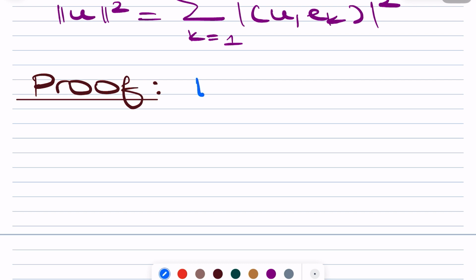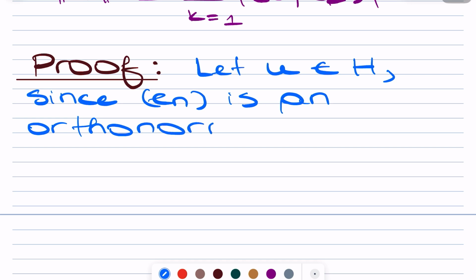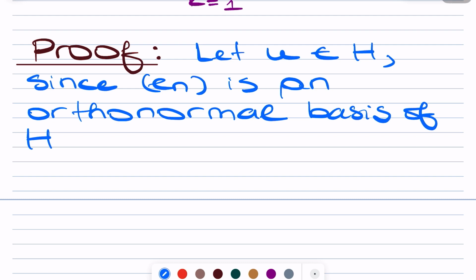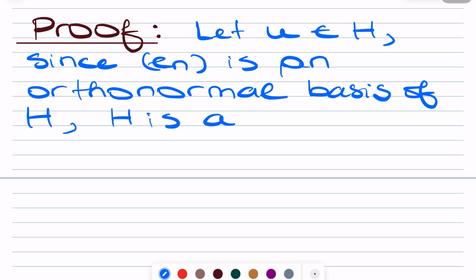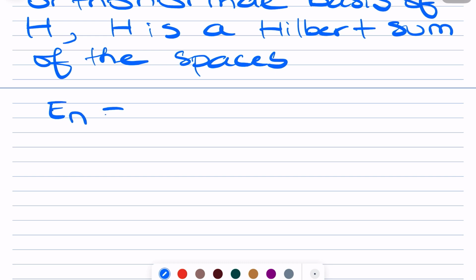Okay, so let u in H be given. Since e_n is an orthonormal basis of H, H is a Hilbert sum of the spaces E_n that we define to be the span of e_n, for every n greater or equal than 1.